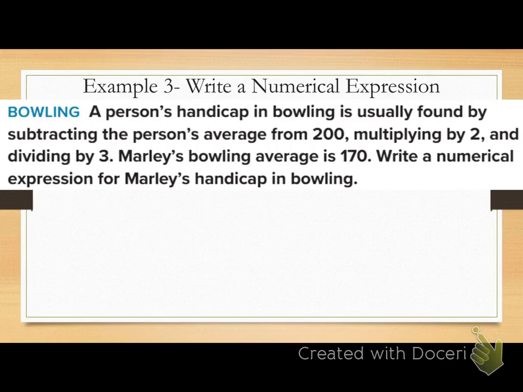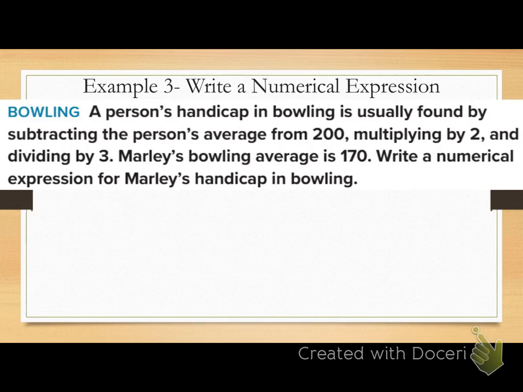I believe this is my last example for us. Pretty quick notes today. Nice little word problem for us. A person's handicap in bowling is usually found by subtracting the person's average from 200, multiplying by 2, and dividing by 3. Marley's bowling average is 170.